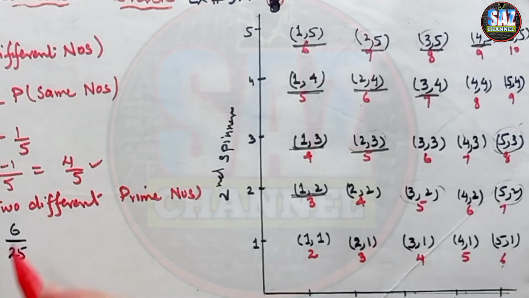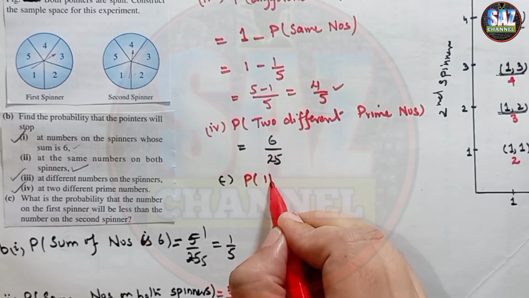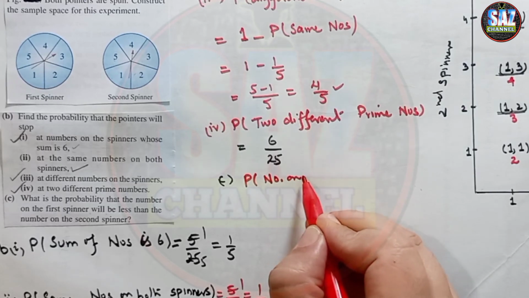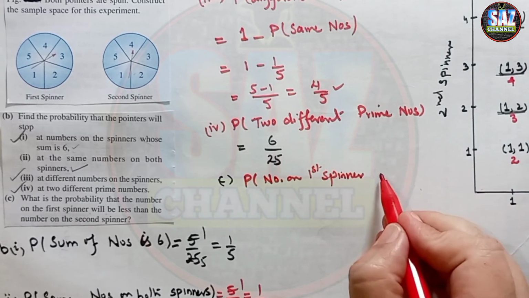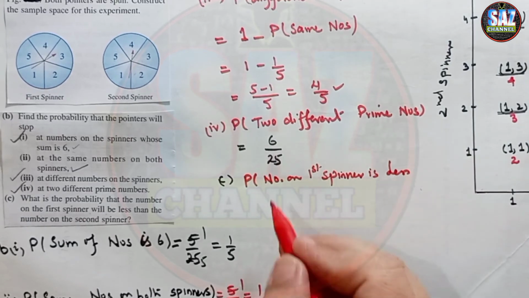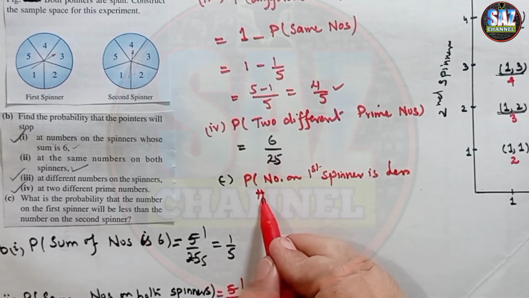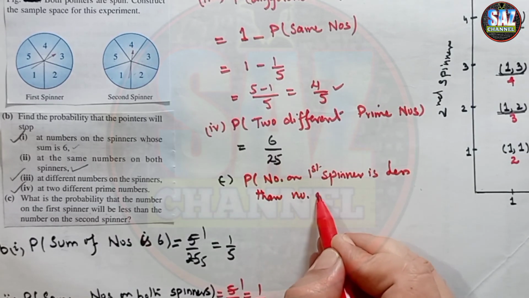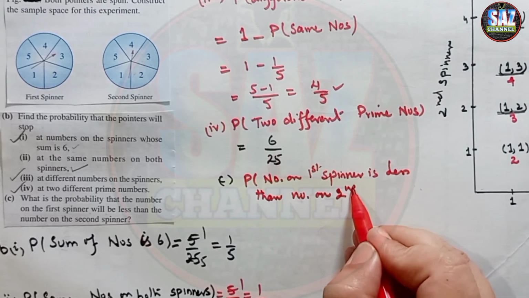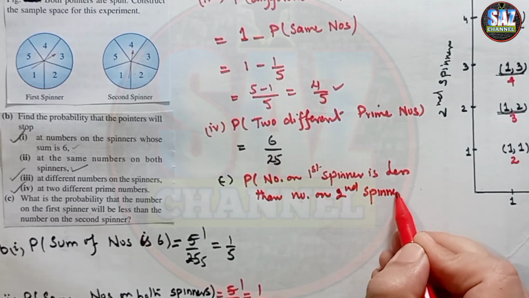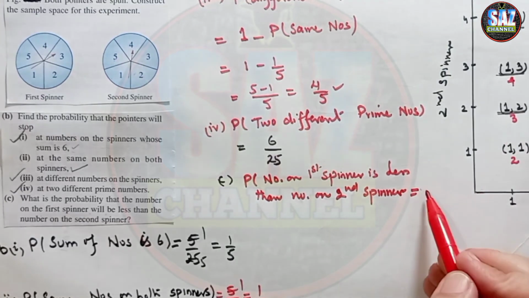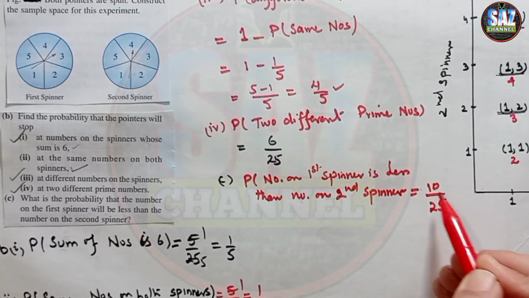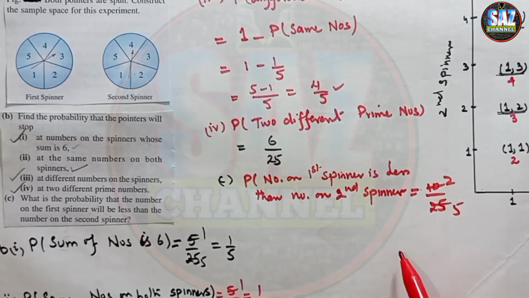Okay, now probability that the number on first spinner is less than number on second spinner. So how many chances? 1 2 3 4, 3 is 7, 2 is 9, 1 is 10, so 10 by 25. Now the table of 5 is suitable. 5 2s are 10 and 5 5s are 25. So the required probability will be 2 by 5.